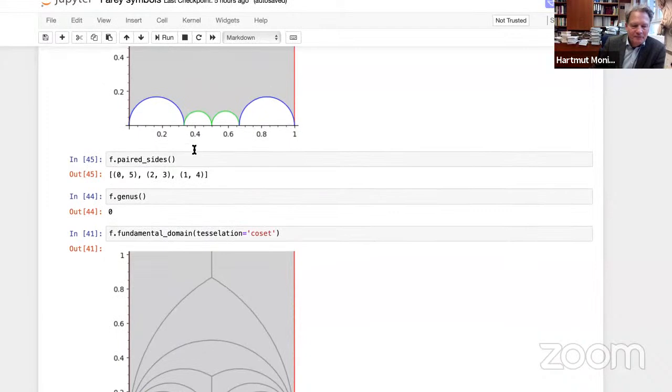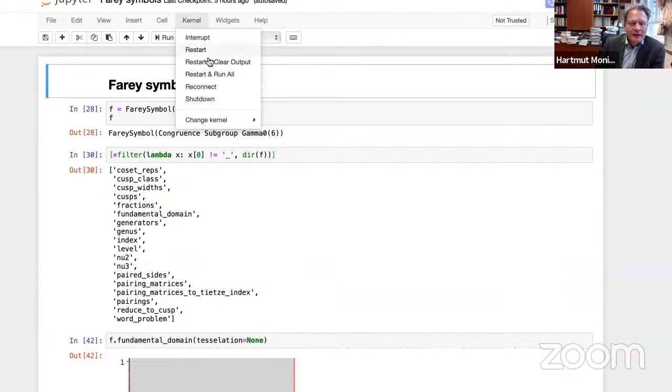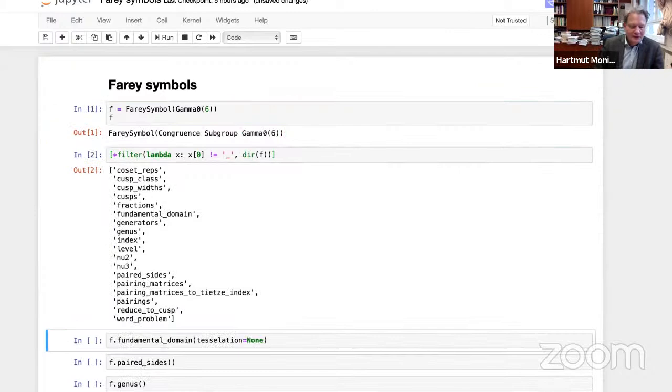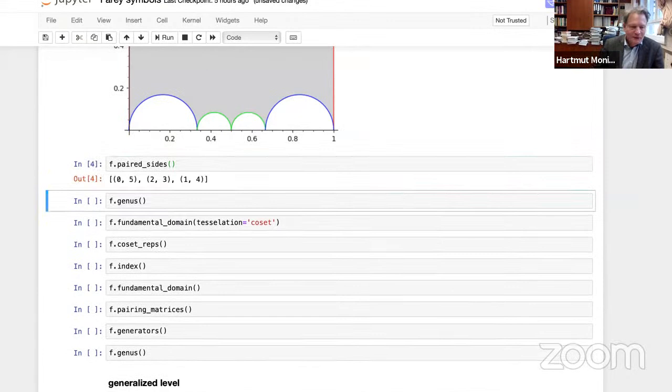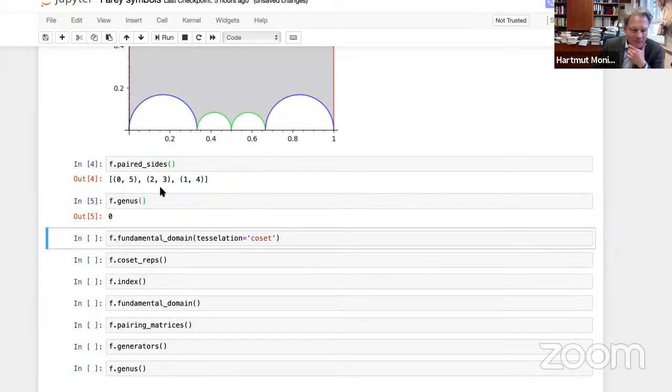Good. The paired sides, as I already said, are easy to calculate. Let's just do it differently here, which is more fun, so that you can actually see that it works. This is the very simplest, this is the fundamental domain. Now, as promised, the paired sides are enumerated in the way I just said. You can calculate the genus of that Riemann surface. What you can also check is cosets.